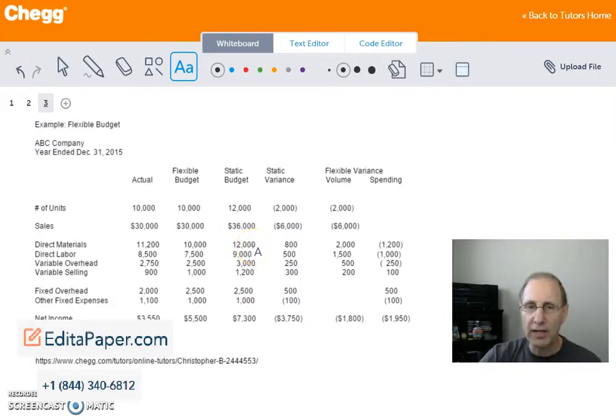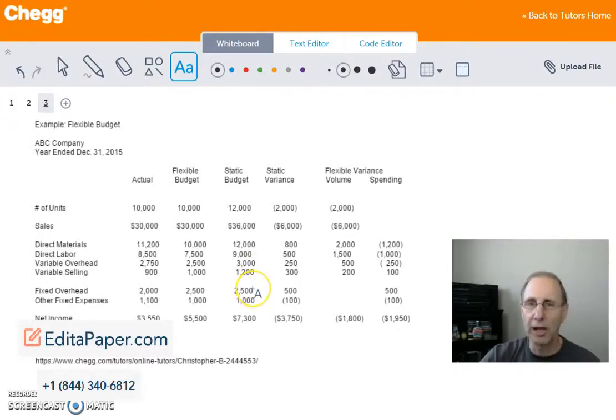Labor, we divide 9,000 by 12,000 and get 75 cents per unit. Variable overhead, $3,000 divided by the 12,000 units, which gives us 25 cents per unit. And then finally, variable selling of $1,200 divided by the 12,000 units gives us 10 cents per unit.